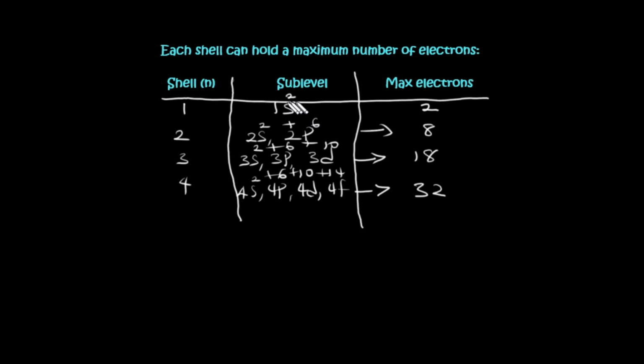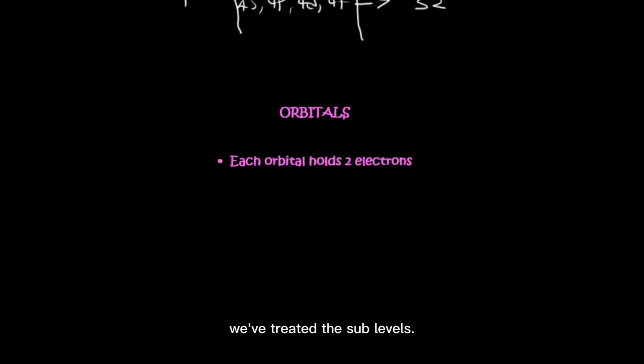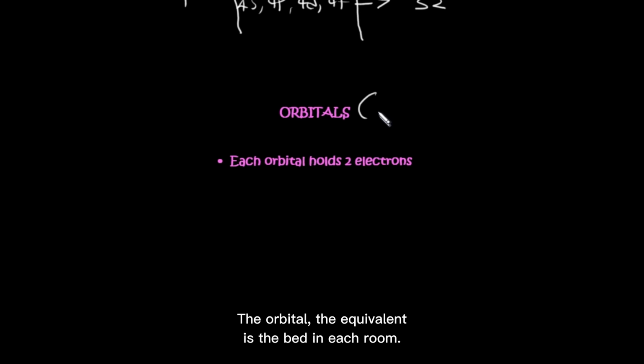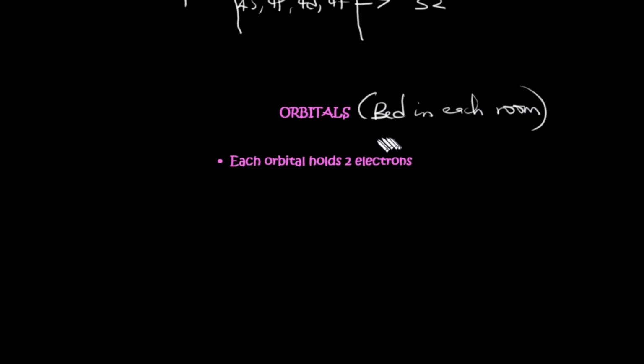The S sub-level can only hold 2 electrons. The P can only hold 6. The D can only hold 10. The F can only hold 14. So the next one we're going to look at is the orbital. We've treated the shell, we've treated the sub-levels. For the orbital, the equivalent is the bed in each room. This is what bears the electron.